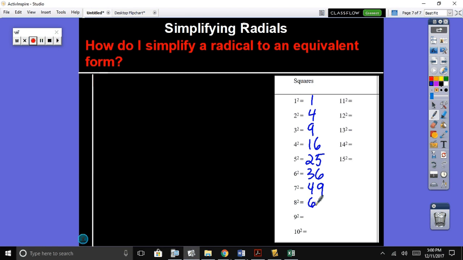8 squared is 64. 9 squared is 81. 10 squared is 100. 11 squared is 121. 12 squared is 144. And then 13 squared is 169. 14 squared is 196. And 15 squared is 225.